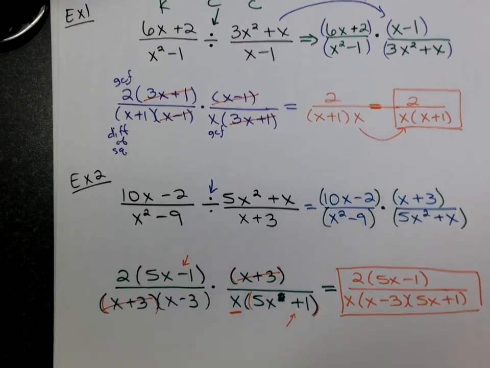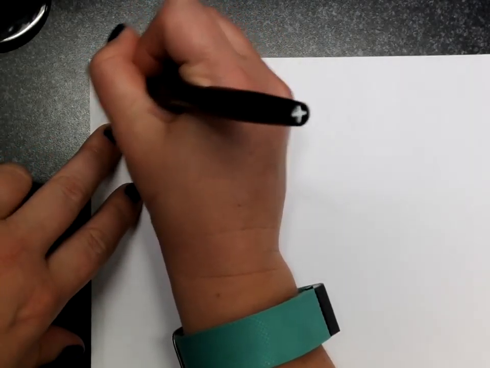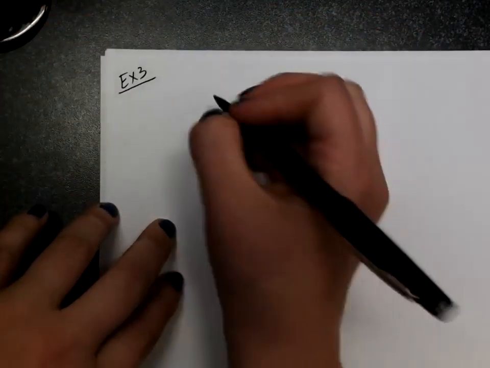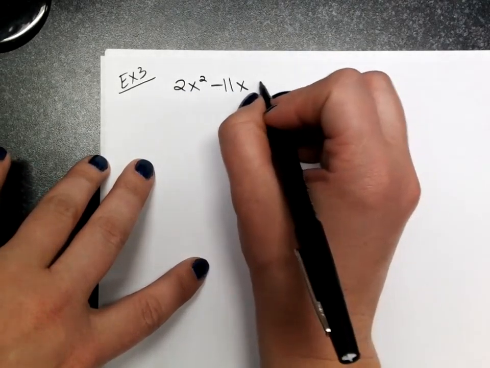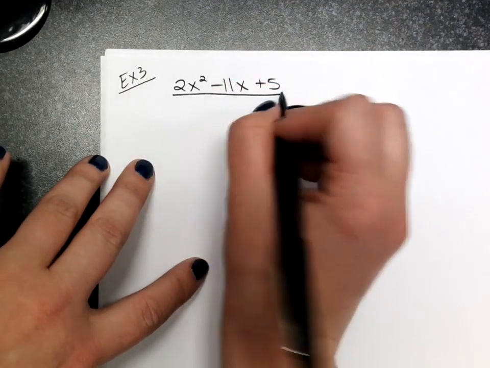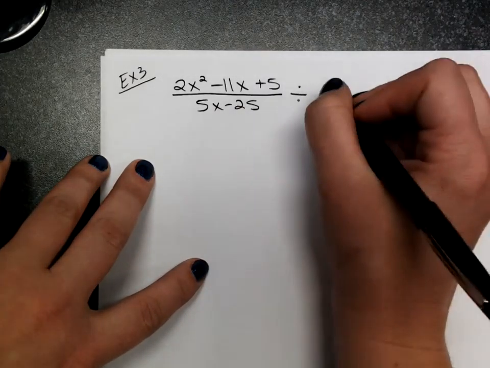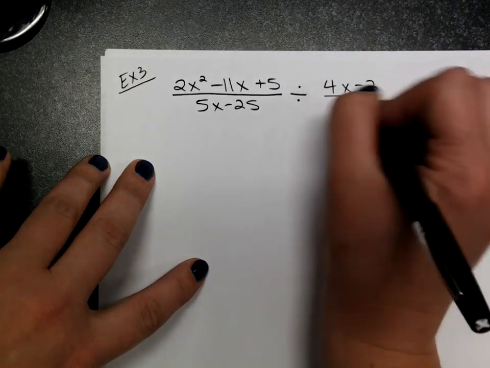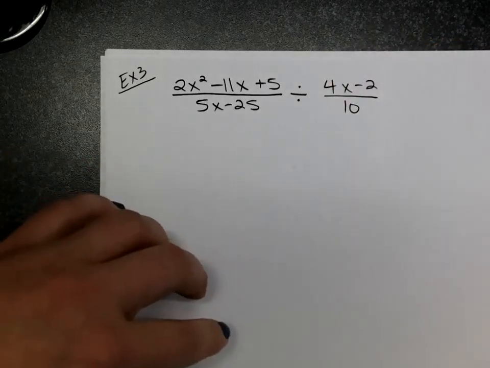All right, let's try a couple more. All right, so example 3: 2x squared minus 11x plus 5 over 5x minus 25, divided by 4x minus 2 over 10. If you'd like to try this one, just pause the video.